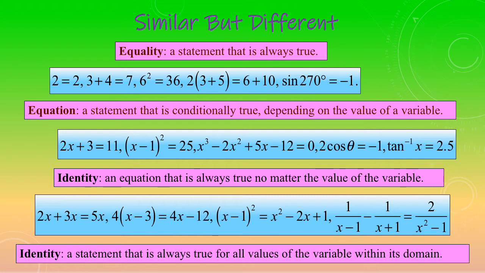However, when such statements are written, we assume that the domain of the expressions is taken into consideration, although we don't always write it. So a better definition of an identity is a statement that is always true for all values of the variable within its domain.